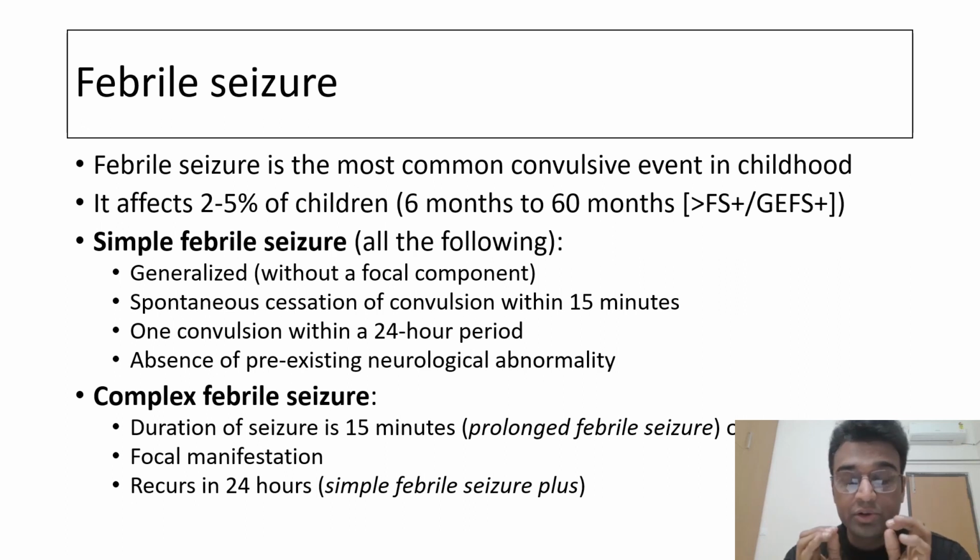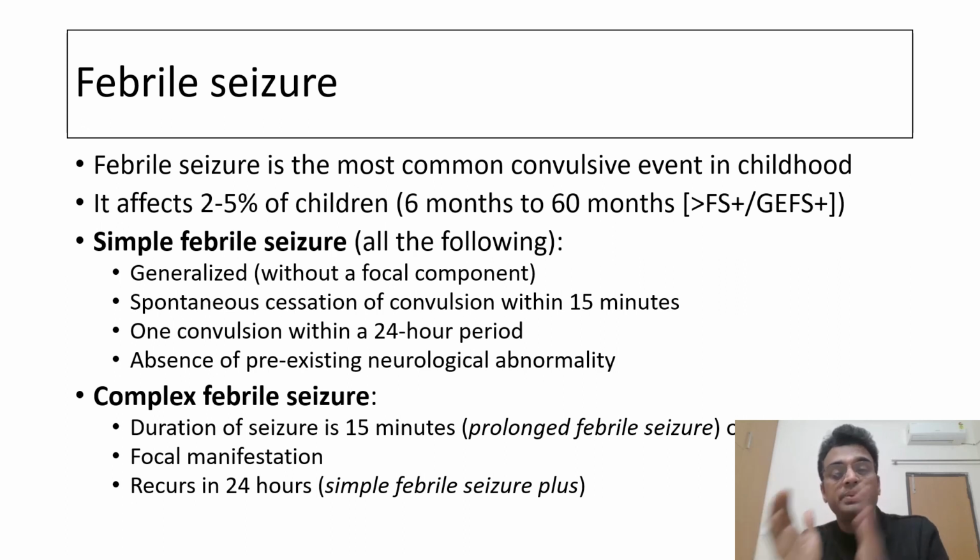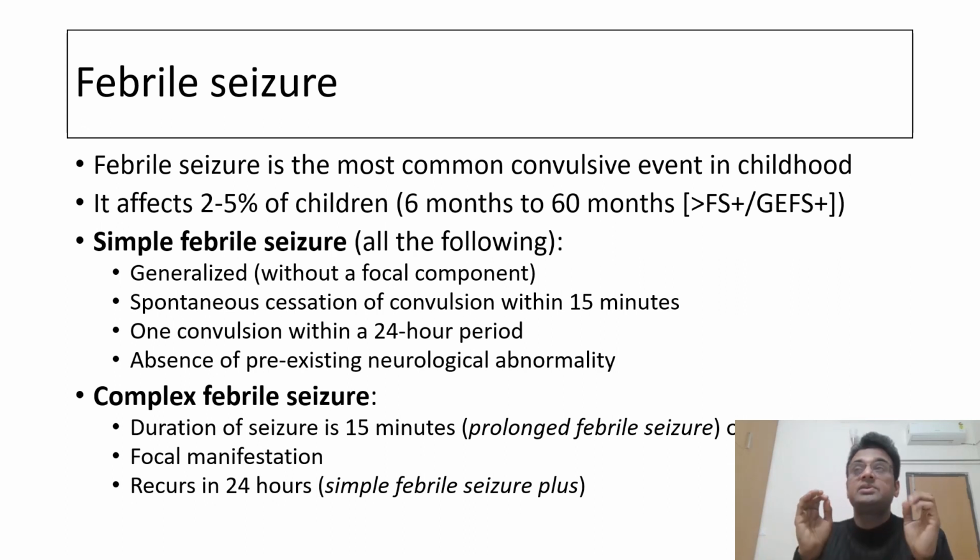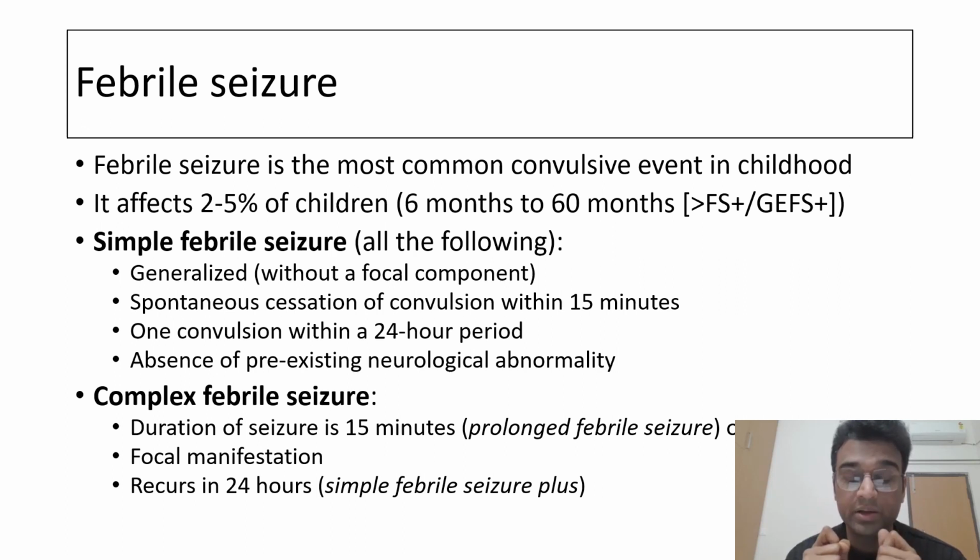And we broadly classify it into simple febrile seizures and complex febrile seizures. Now we use the word simple febrile seizure when the seizure is generalized. That means it is without any focal component. Spontaneously, there is a cessation of convulsion within 15 minutes. That means the convulsion is less than 15 minutes. One convulsion in a 24-hour period, and there is absence of any pre-existing neurological abnormality. So if the seizure is associated with fever and the seizure is generalized, it is lasting for less than 15 minutes and only one convulsion is happening in a 24-hour period, we use the word simple febrile seizures.